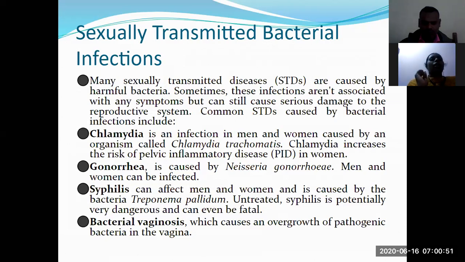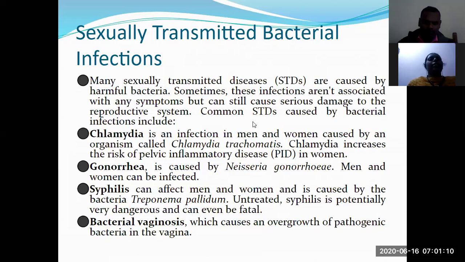Bacterial vaginosis causes an overgrowth of pathogenic bacteria in the vagina. If we feel itching in the vagina, it means there is a bacterial infection, which is called bacterial vaginosis.